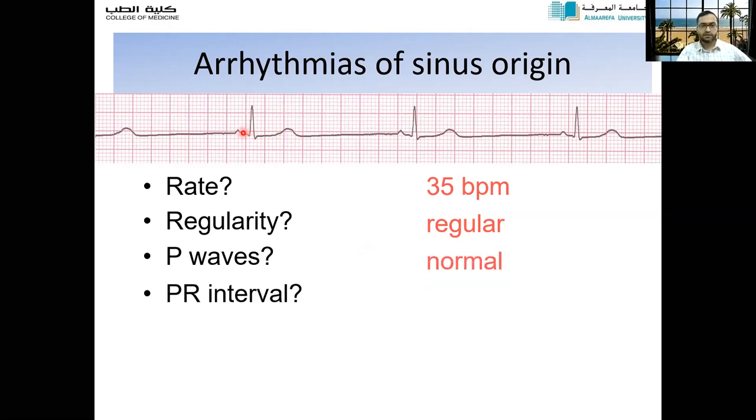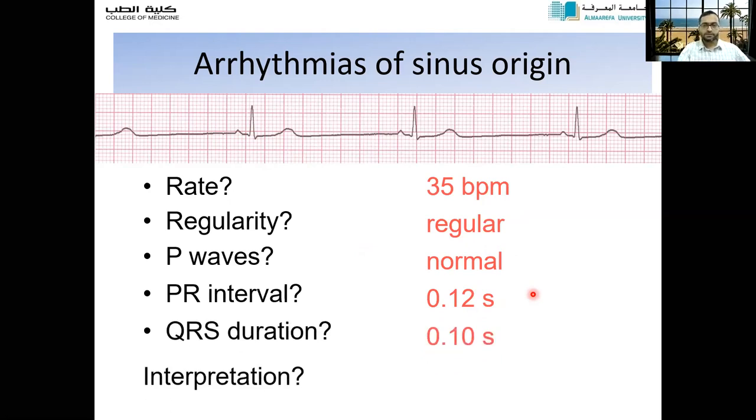Coming to the PR interval, if you count the PR interval from the beginning of the P to the beginning of the QRS, it's 0.12 seconds. That is 3 small squares, which is normal. We know that the range is 3 to 5 small squares, 0.12 to 0.2 seconds. QRS duration, 0.10 seconds. We know that the normal range is from 0.04 to 0.1 second. This is also within normal range. So now in this, we got the checklist.